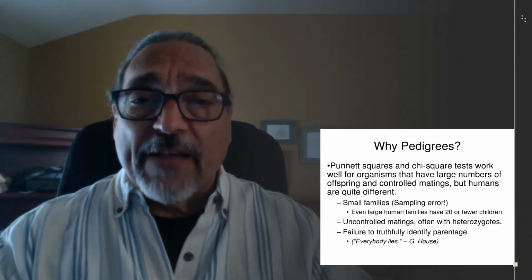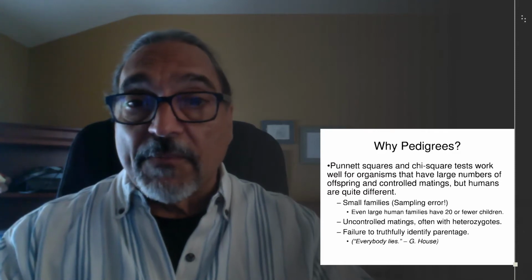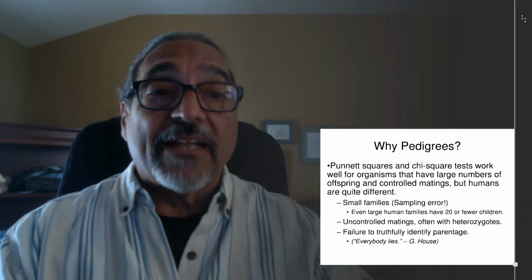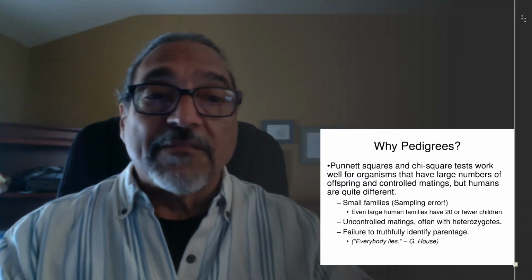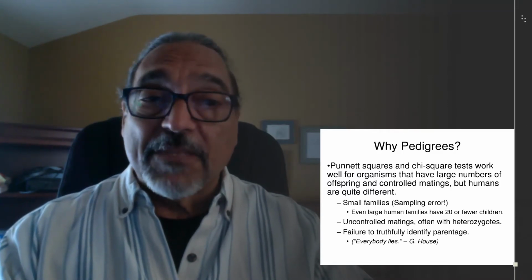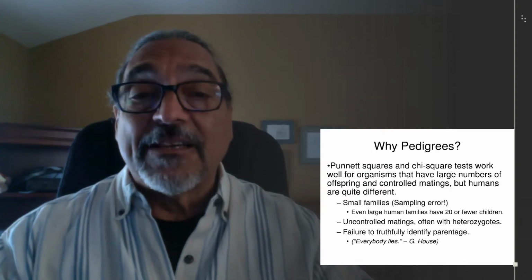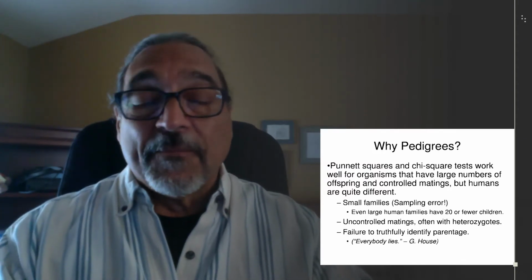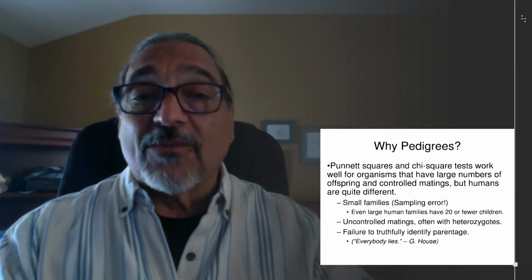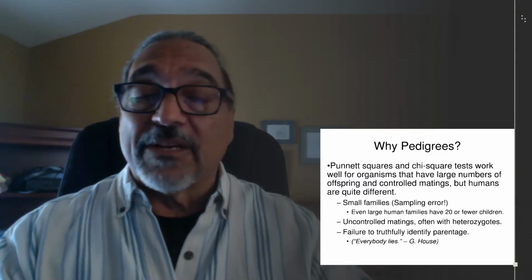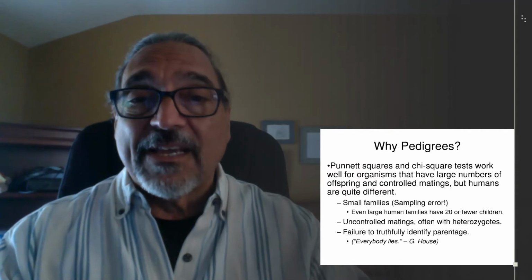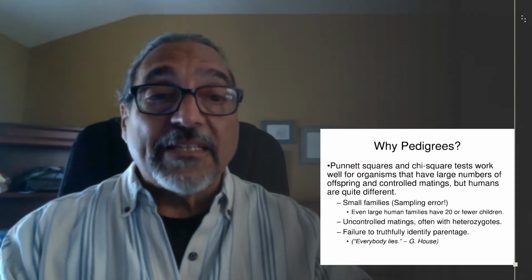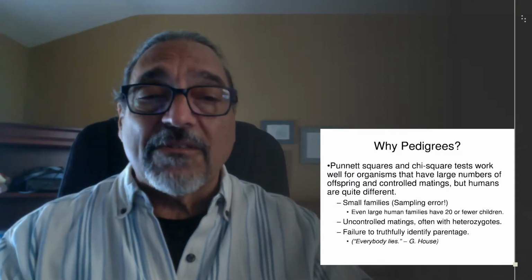But we do have the issues in especially human beings, but also dog and small pet breeding, the idea of small families. If we think about human families, 20 kids is a lot, and that tends to be some of the larger ones. The other part of it is humans don't like to have their matings controlled. They're totally uncontrolled.